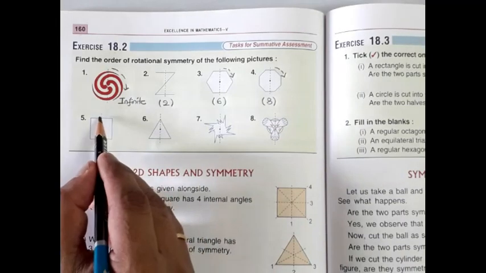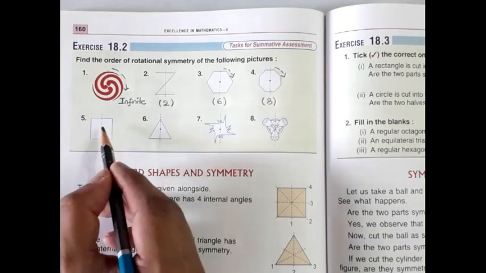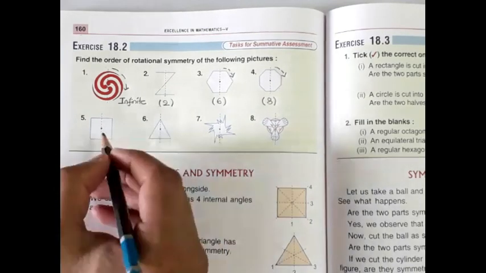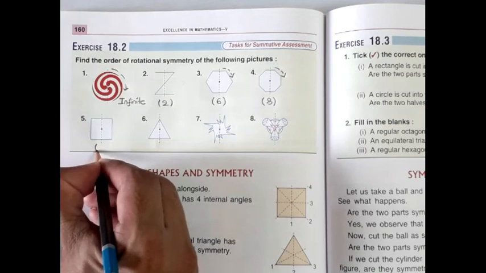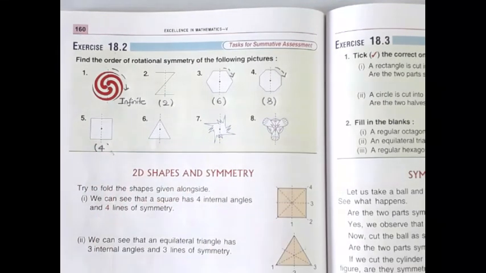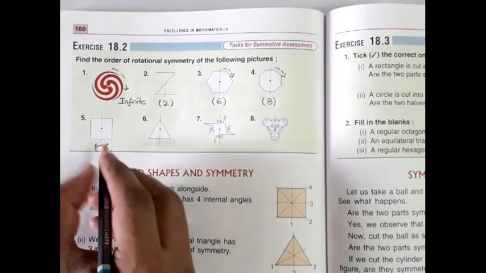And this one you already know, 1, 2, 3, 4. A square. So as we have already seen this, it is going to match for 4 times. Hence the order of rotational symmetry for a square is going to be 4. Okay.